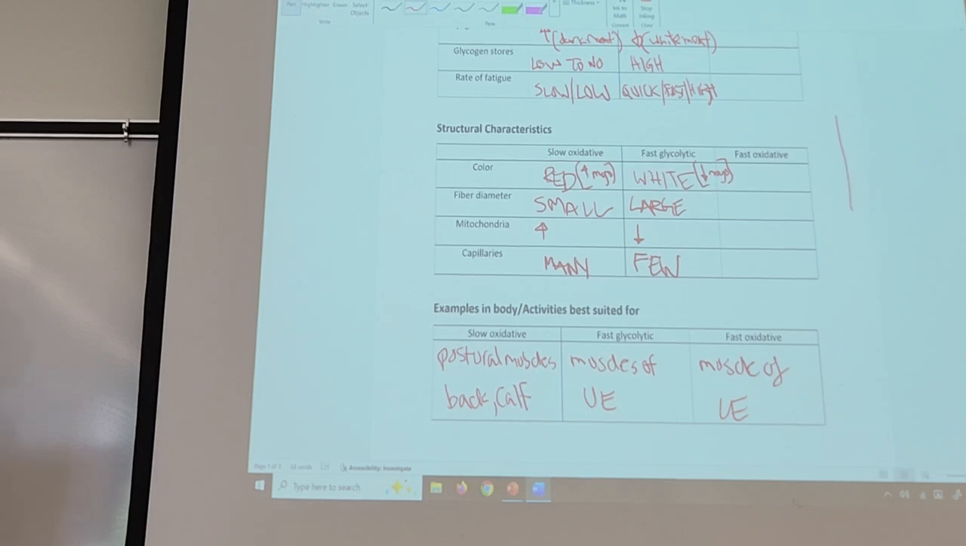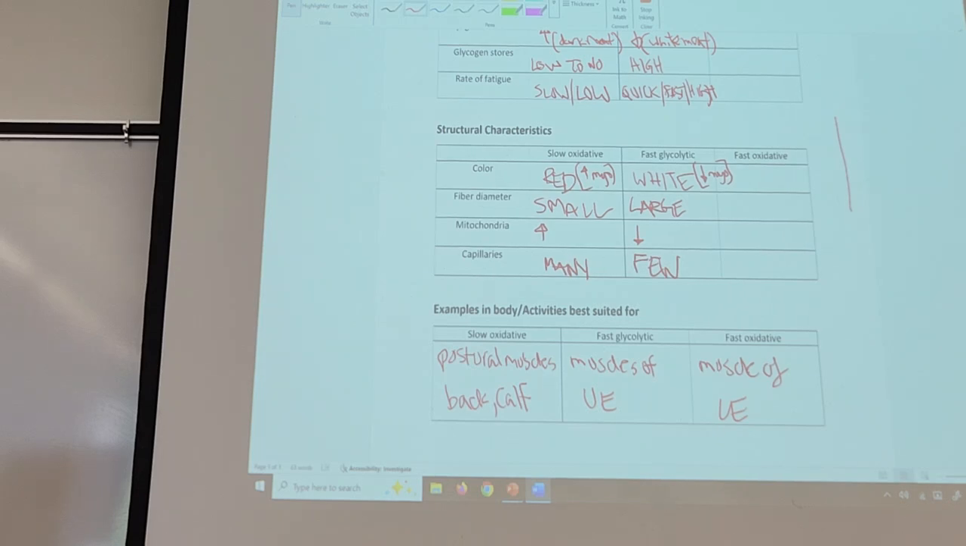So fast glycolytic fibers, you probably find a lot of those in guys that are training for maybe World's Strongest Man or something. Those TV shows, have you ever seen that? Where they push that giant tire. I mean, that's all fast glycolytic. Tremendous amount of force, quick power, doesn't last very long, okay?